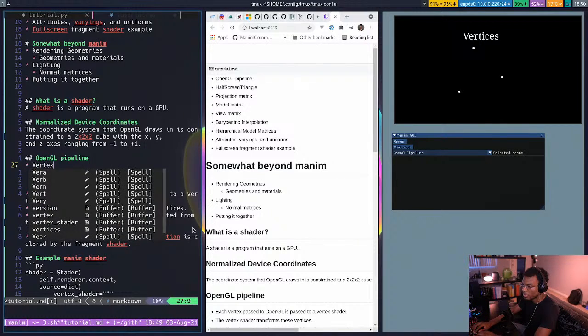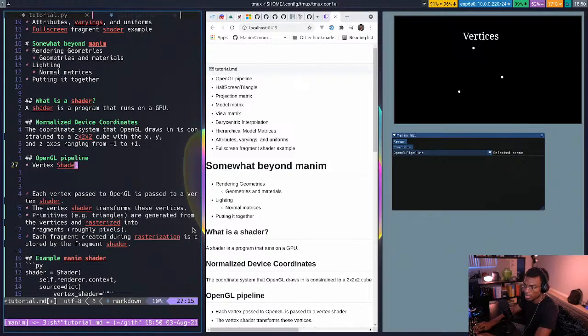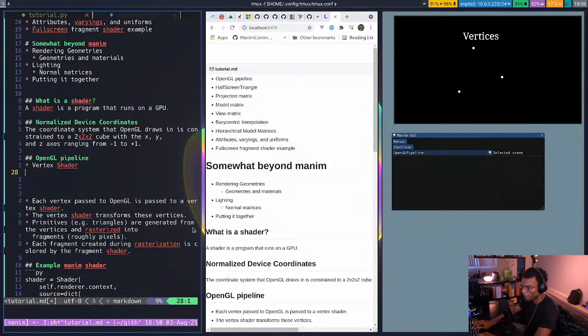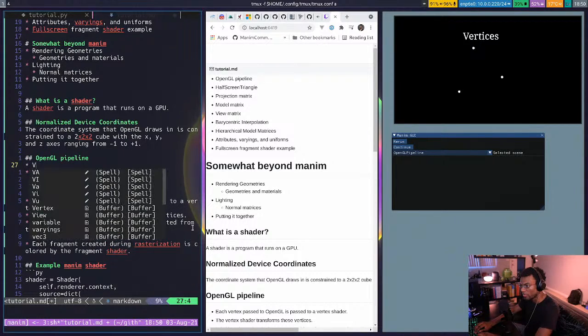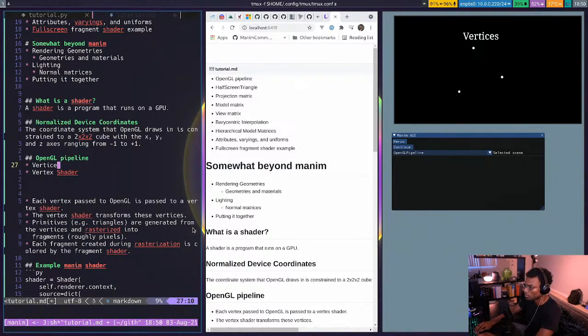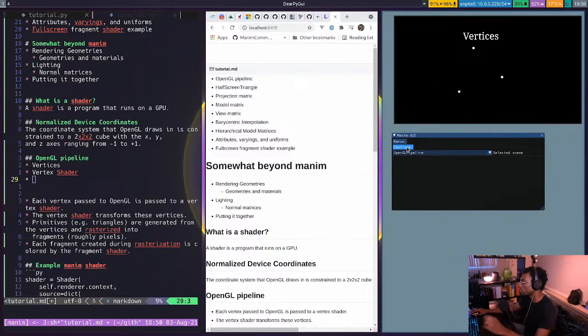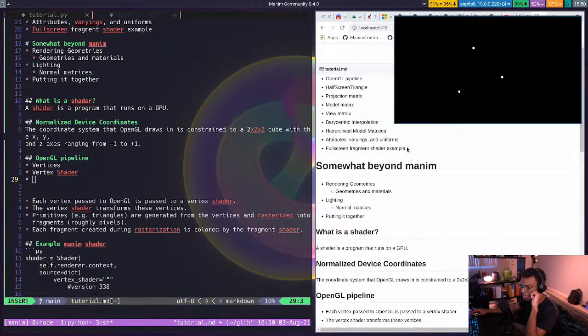The vertex shader. Daryl Golden, what's going on? Actually, be vertices before that. Vertex shader. Should be the next part of this.